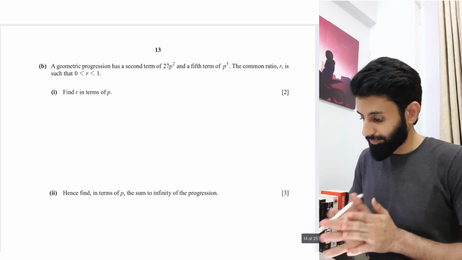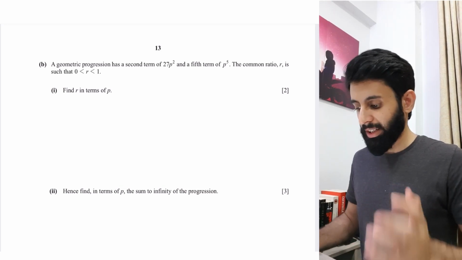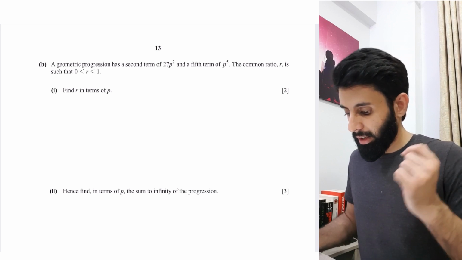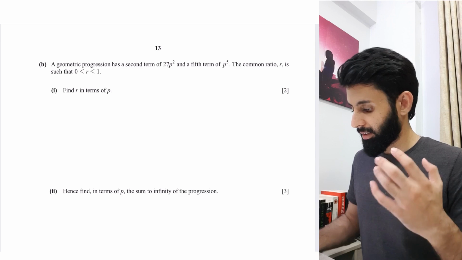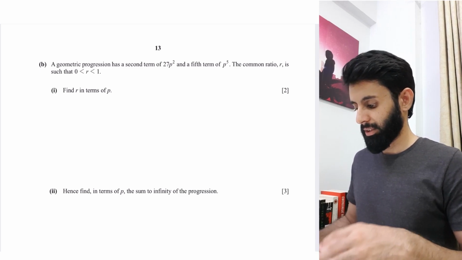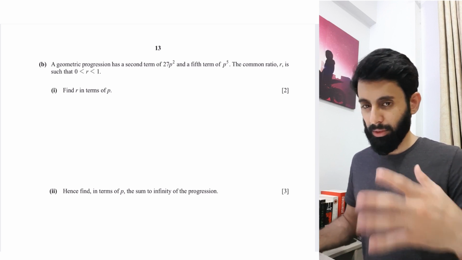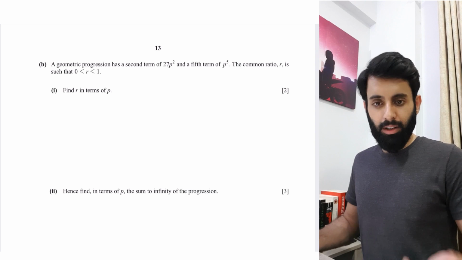Anyway, so now we come to part B of the same question, which says a geometric progression has a second term of 27p squared and a fifth term of p to the power 5. The common ratio r is such that it is greater than 0 and less than 1. So there's probably a reason why it's telling us that the common ratio is between 0 and 1. We'll find that out later on as we go along. And then it says find r in terms of p.